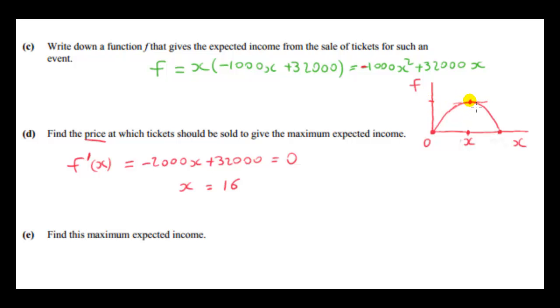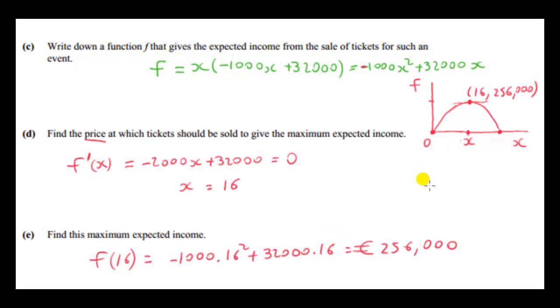So what is that maximum? We want the coordinates of this point. So we have the x coordinate. We want to find the f, or the y coordinate. It's the f coordinate in this case. So we just plug 16 into the expression that gives us the curve. So we get f of 16 basically. So that's minus 1,000 times 16 squared plus 32,000 multiplied by 16. So we get 256,000 euros.